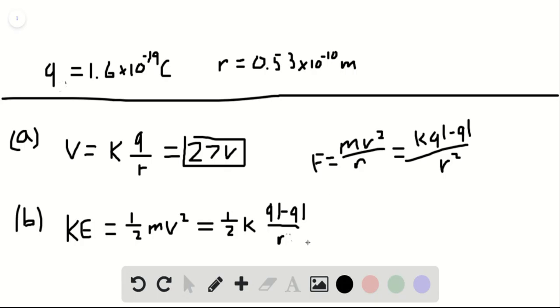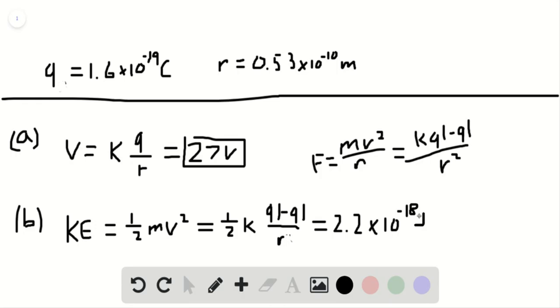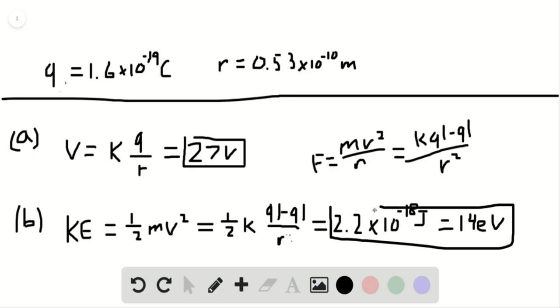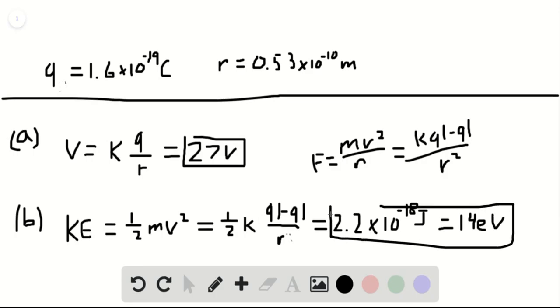Now plugging those values that we have into this expression, we find that this is equal to 2.2 times 10 to the minus 18. And the units there would be joules. You can then convert from joules to electron volts, and this is equal to 14 electron volts. You can box this in as your solution for part B. Let's not cross out that 18 there.